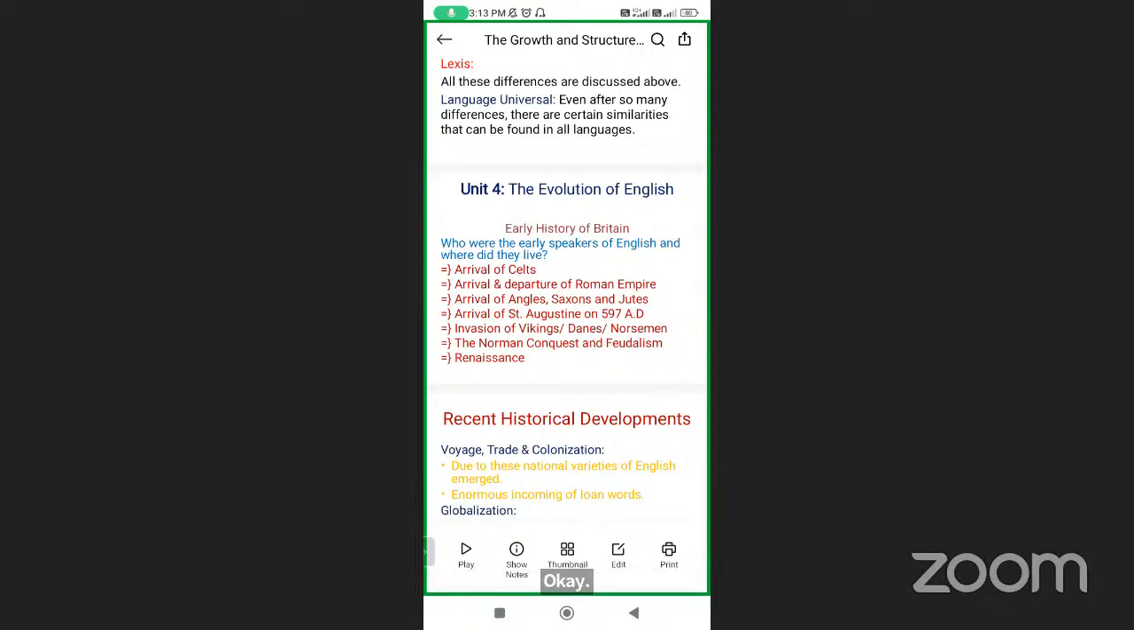Is it clear? So it is also matching with your book and the content as well. That is unit 4, the evolution of English language. And now we are going to talk about the early history of Britain. That is there in your book on page number 43. Did you find it? Yes.